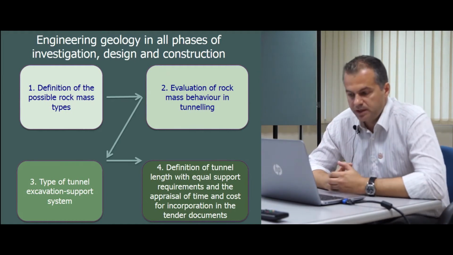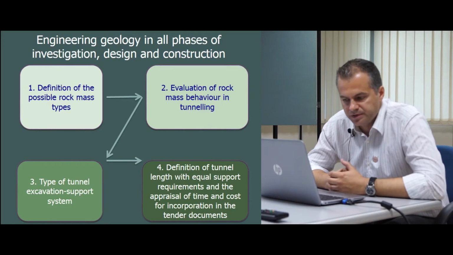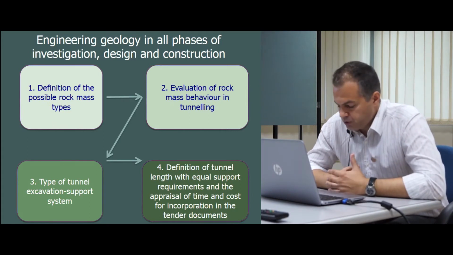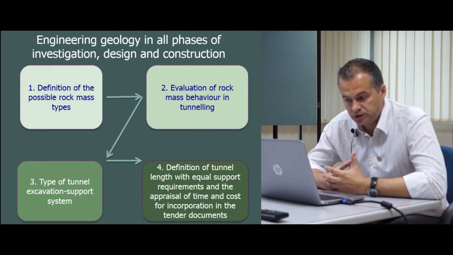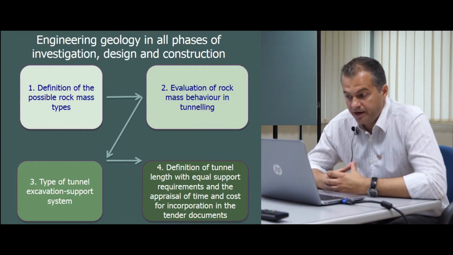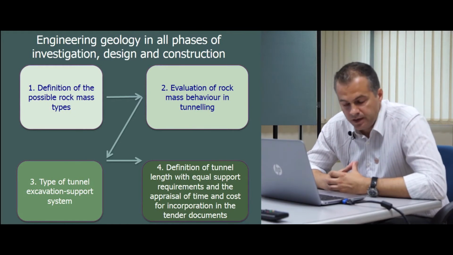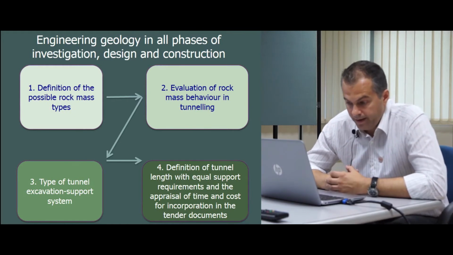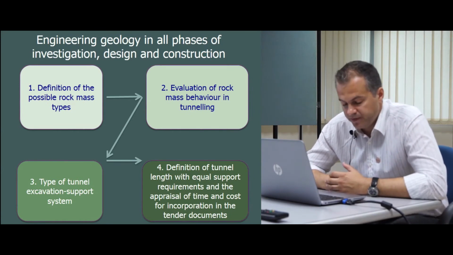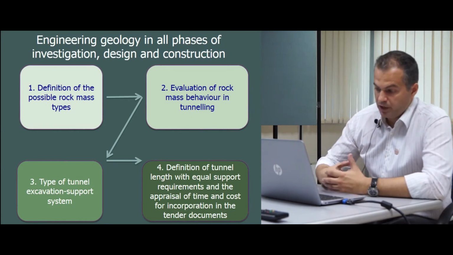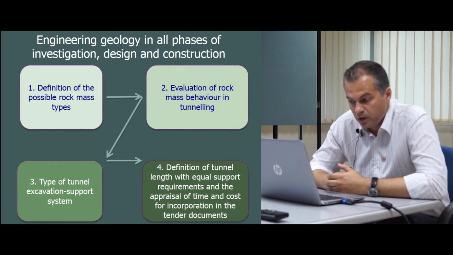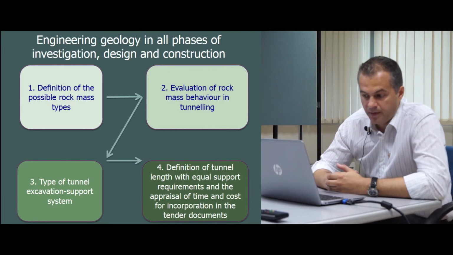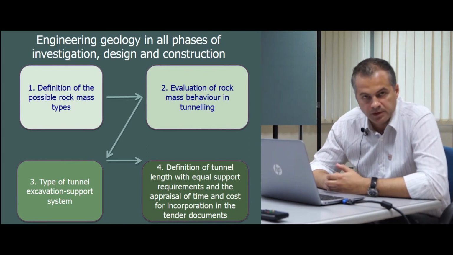We need first to identify the rock mass types, the ground types, either by using any rock mass classification system or our own rock mass classification system for the case we need, and then to evaluate the rock mass behavior in tunneling, and provide the tunnel excavation support system dictated by these behavior types. And of course, then we can proceed to the definition of tunnel lengths with equal support requirements and the appraisal of time and cost for incorporation in the tender documents.